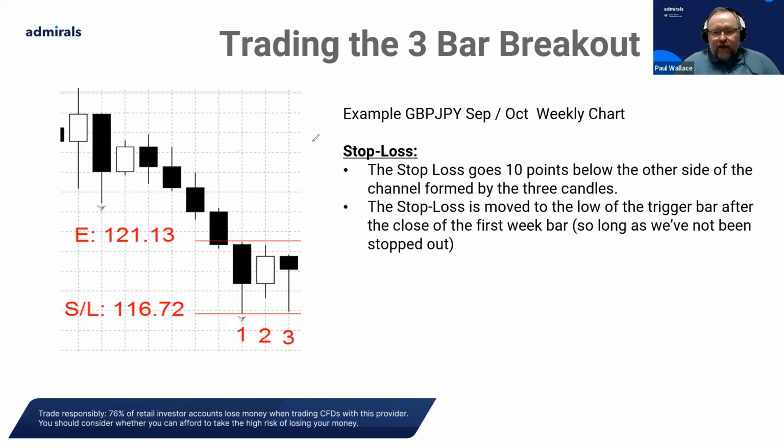So as it says there, stop loss. We never trade without a stop loss, all right? That's one of our simple parts of managing risk. That's what we're always looking to achieve. And the stop loss goes 10 points below the other side of the channel formed by the three candles. The stop loss only gets moved to the low of the trigger bar after the close of the first bar, as long as we've not been stopped out. What does that actually mean? Well, it's what I generally tend to call an FBS, a first bar stop, and I'll show you in the next slide what that actually means.